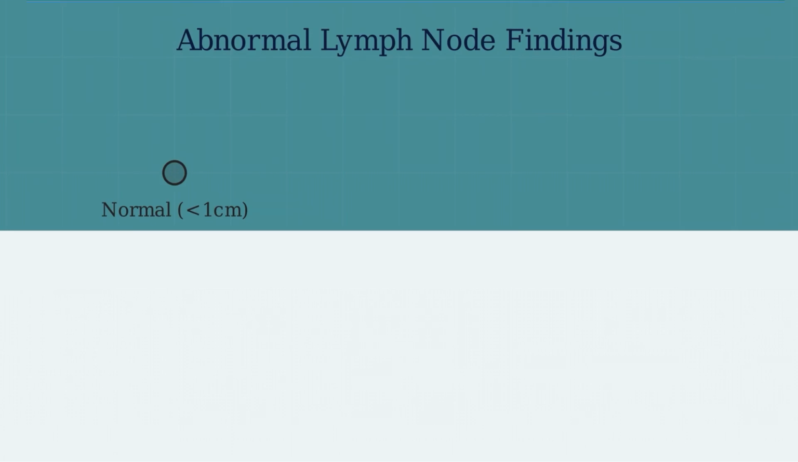Let's examine abnormal lymph node findings that warrant further investigation. Normal lymph nodes are typically less than 1 centimeter in size, mobile, non-tender, and distinct. Enlarged lymph nodes greater than 1 centimeter are considered abnormal and require further assessment. Fixed or immobile nodes that cannot be moved during palpation may indicate infiltration of surrounding tissues.